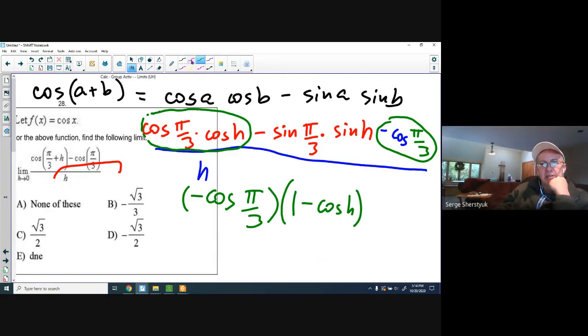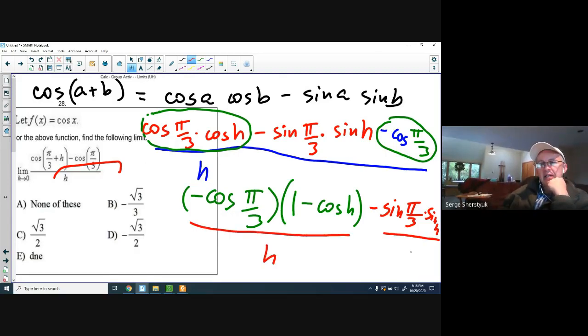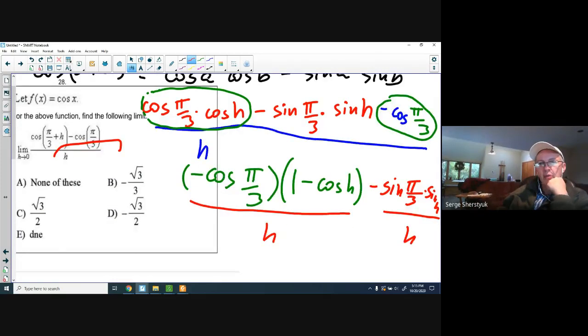And so that was a combination of this and this. So I still have this business right here. Minus, yep, see it. It will be so much better with more space. Pi over 3 times sine of h. And the whole thing, I'm going to split this h into 2 parts. I'm going to put it right here and right there. And I don't know whether you see it or not yet, but I see something way here.